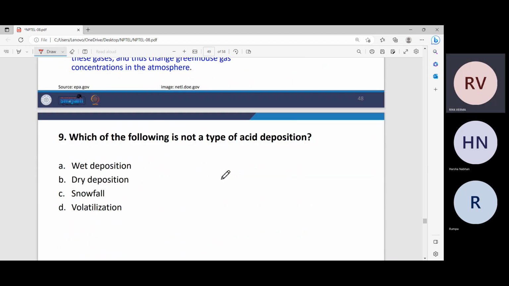So next is: which of the following is not a type of acid deposition? Wet deposition, dry deposition, snowfall, or volatilization?